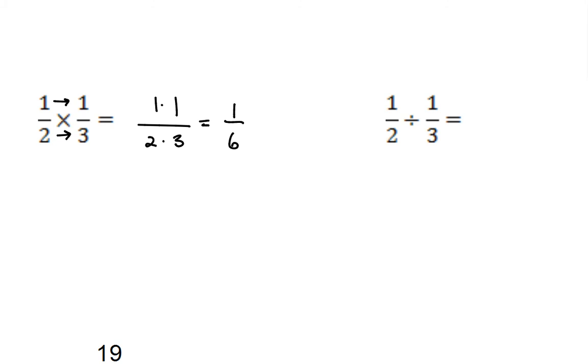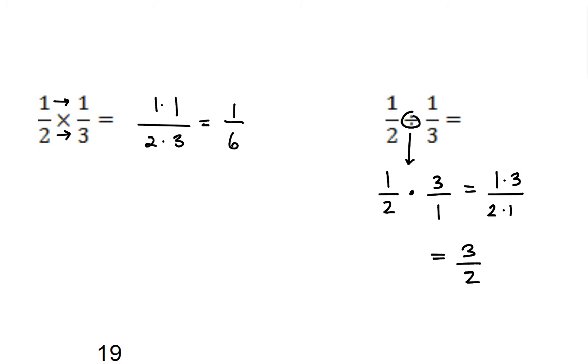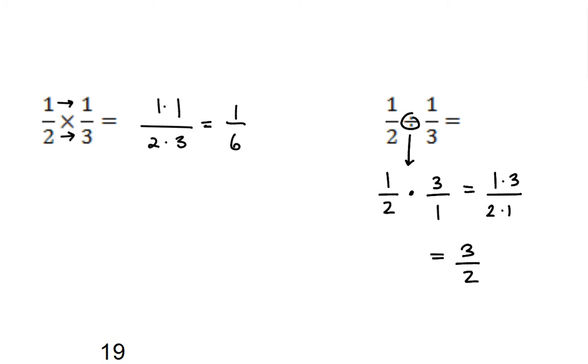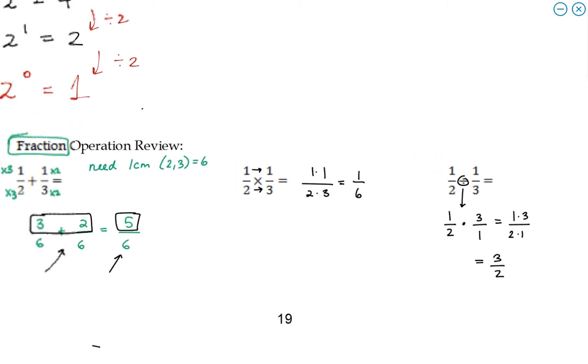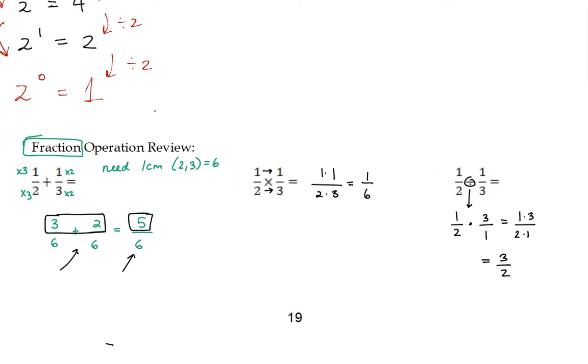Now dividing of fractions is difficult, so we just switch the divide to a times. In order to do that, you have to reciprocate the second term. And 1/2 times 3 over 1 would be 1 times 3 on top of 2 times 1. You have 3 over 2 as your final answer. So there's a quick review of fraction operations from junior high.